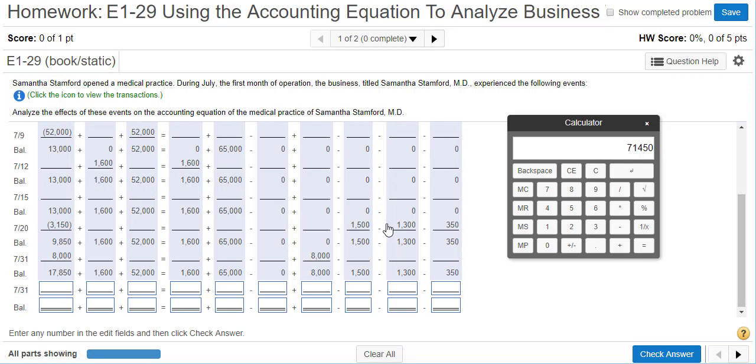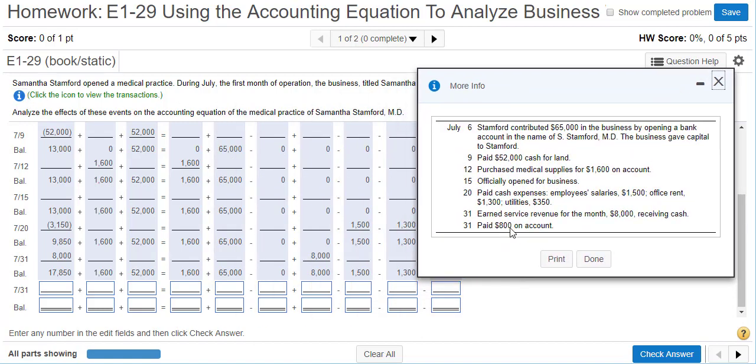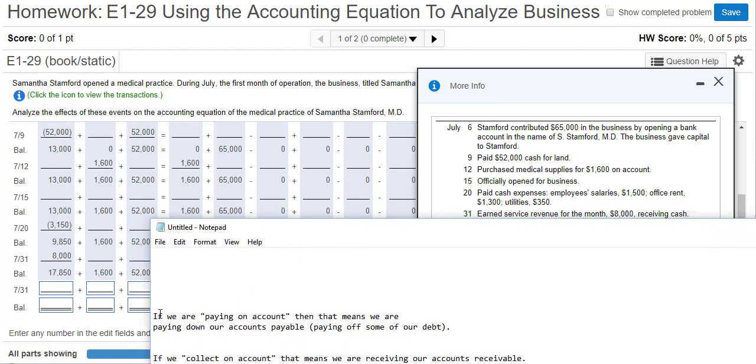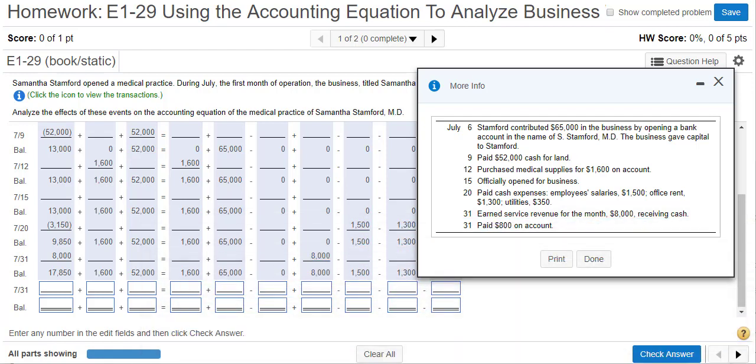And lastly, we've got our last transaction, which was paid $800 on account. So let's talk about what paying on account means. If we are paying on account, then that means we are paying down our accounts payable, meaning we're paying off some of our debt. You could also say we're paying off some of our accounts payable. So accounts payable is going down because we're paying off some of it or all of it. So let's see, we're paying off $800 on account.